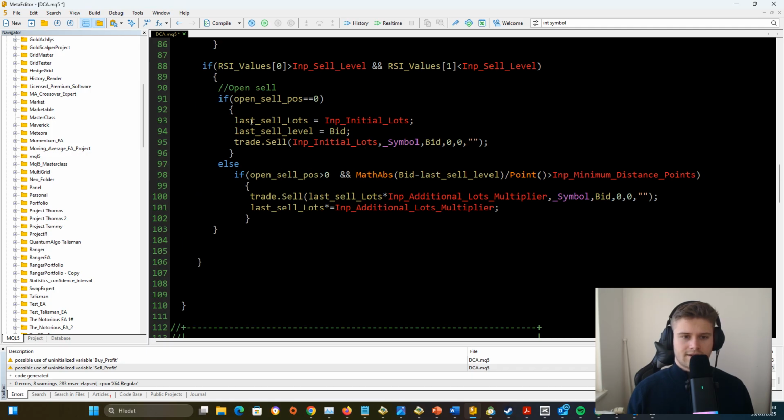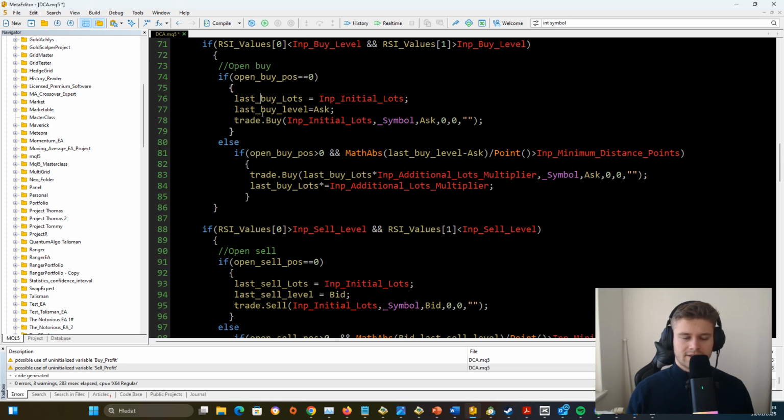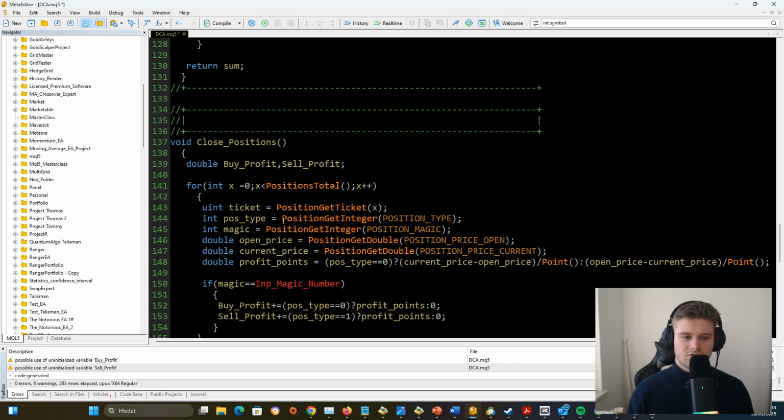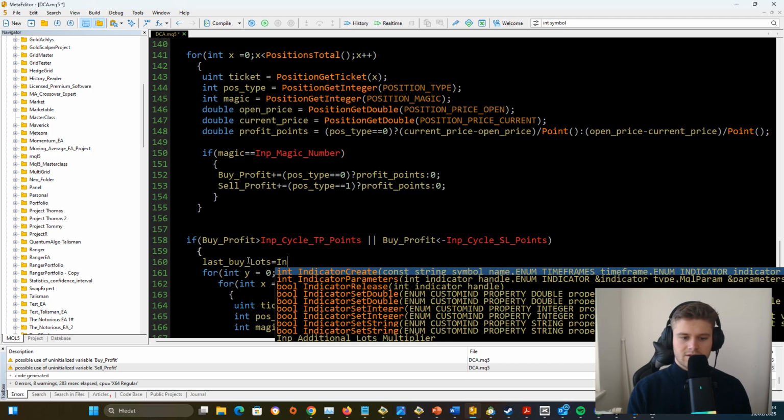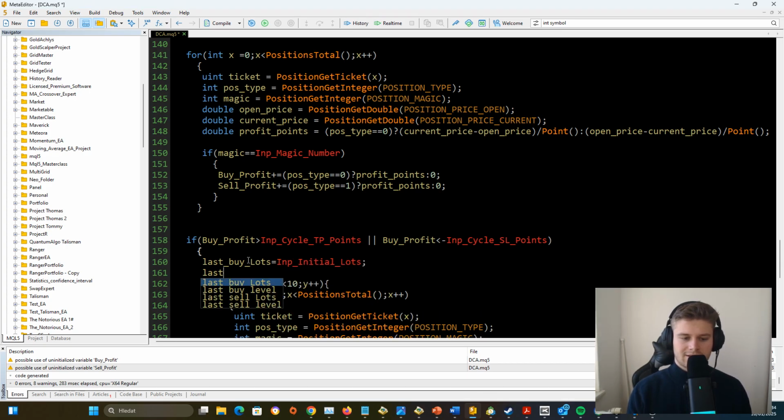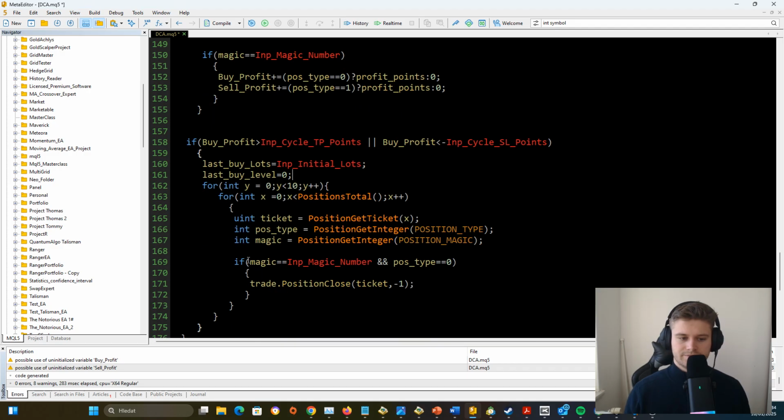And also we have to basically reset the last buy lots and last buy level. Okay, so let's do this right here. So last buy lots is equal to 0, or we can do initial lots, basically input initial lots, and last buy level is equal to 0.